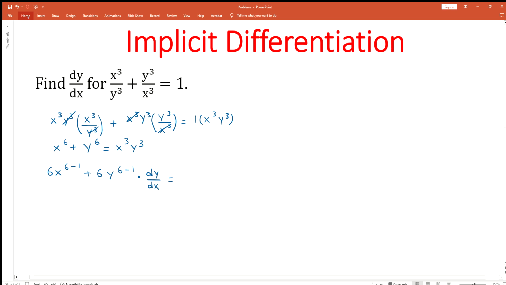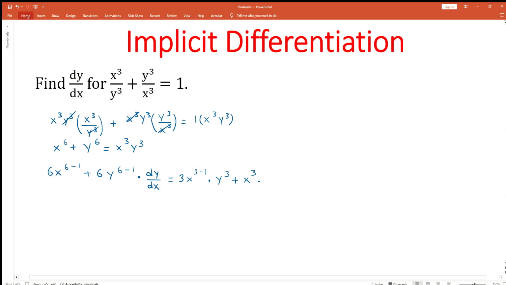On the right side, the term is x cubed y cubed. This term is made up of two functions, x cubed and y cubed, and they are being multiplied. So we have to use product rule to find the derivative of this term. As per the product rule, we start with the derivative of the first function, x cubed. The derivative of x cubed is 3x squared. As per the power rule, we move the exponent 3 to the front and subtract 1 from 3 times the second function y cubed plus the first function x cubed times the derivative of the second function y cubed.